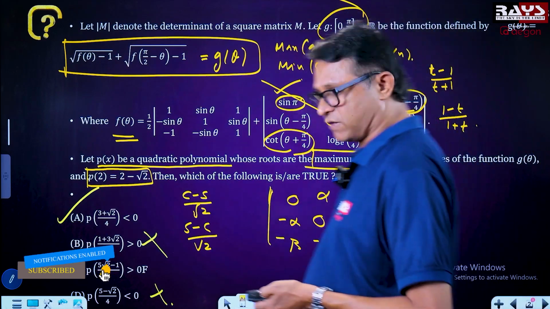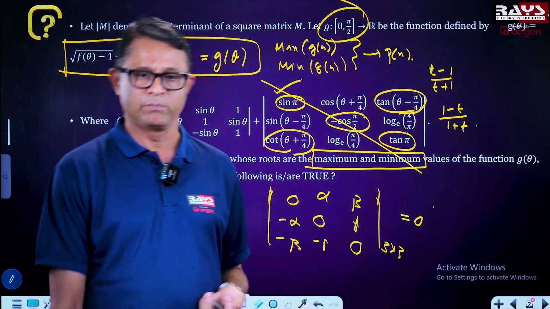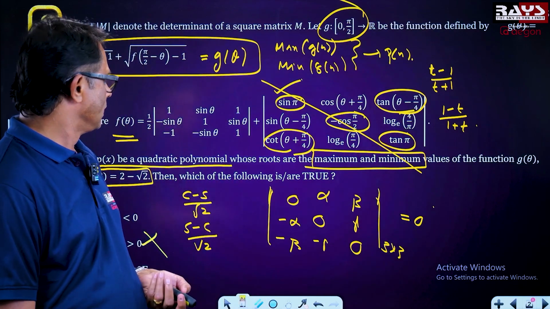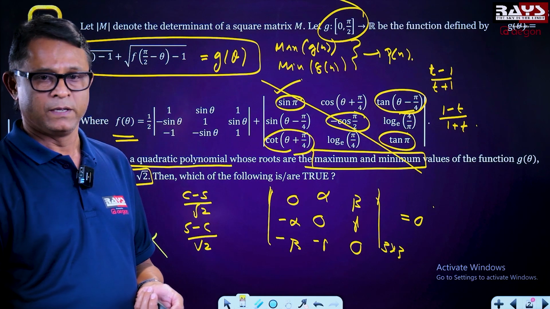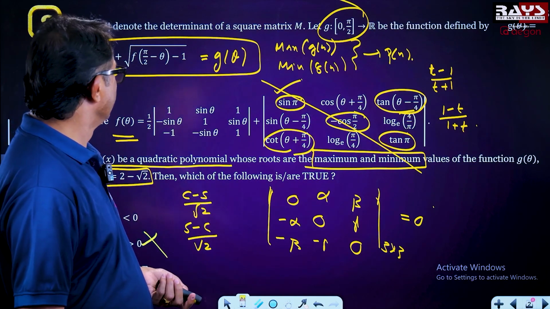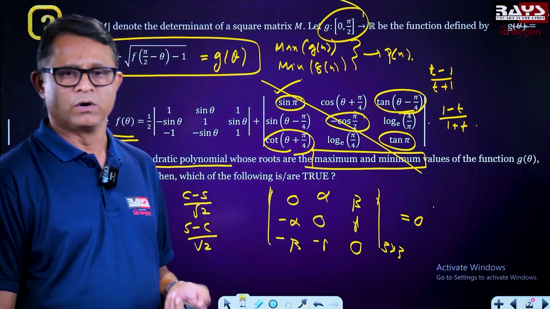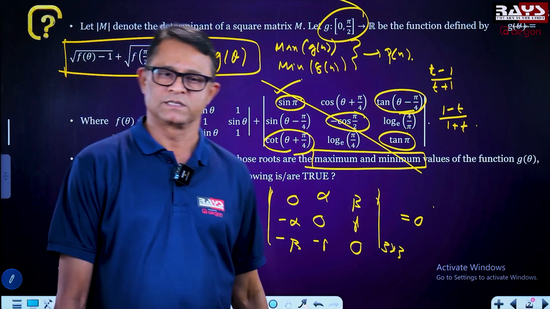Okay. So actually this is a very good question. It's a very simple question, but you should know the properties of determinants, like the skew symmetric matrix property, and how to find the maximum and minimum of cos theta plus sin theta, or to draw the graph of cos theta plus sin theta, etc.